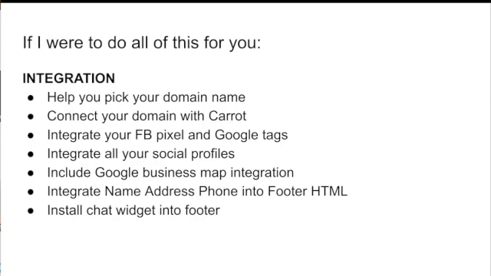So if I were to do all of that for you, here's what I'm going to do. I will help you pick your domain name if you haven't done that already. We will connect your domain to Carrot. We will integrate your Facebook pixel and your Google tags so that you're ready for your advertising. We will integrate your social profiles, which has a huge impact on your SEO visibility. I'll include your Google Business Map integration into the website.